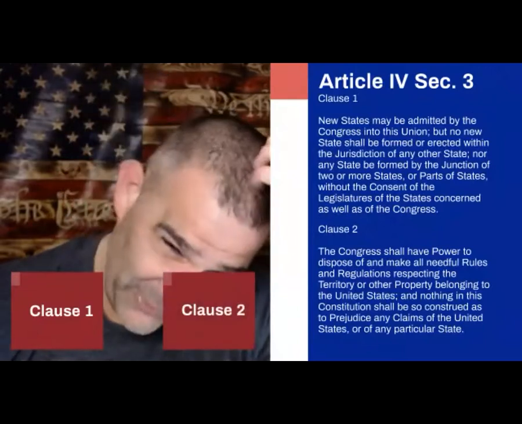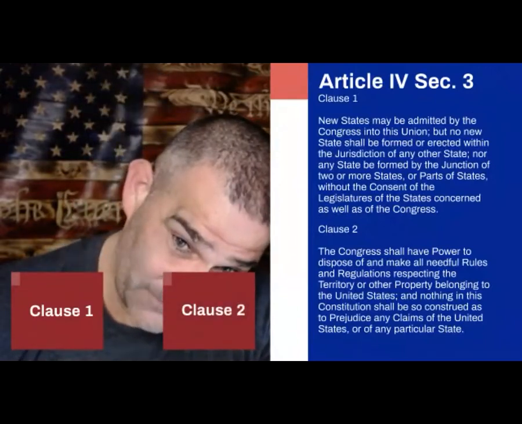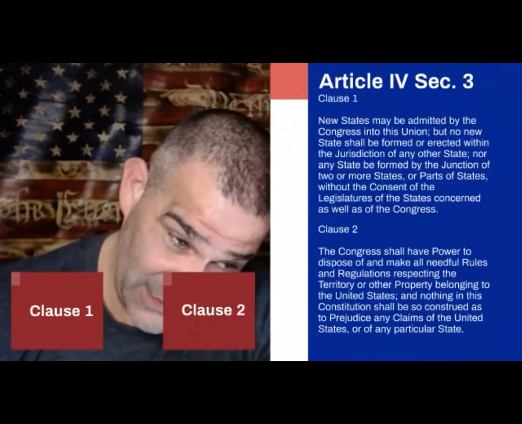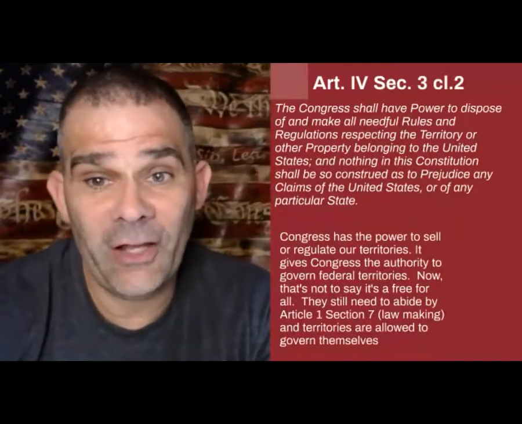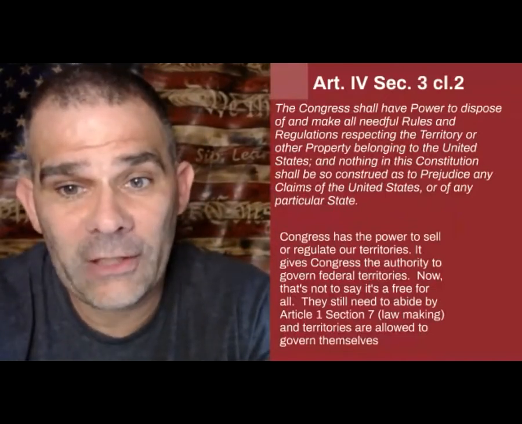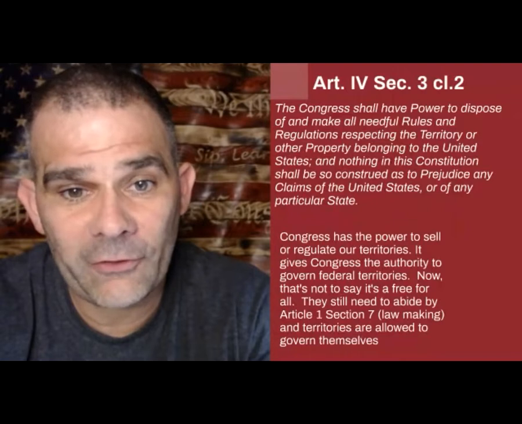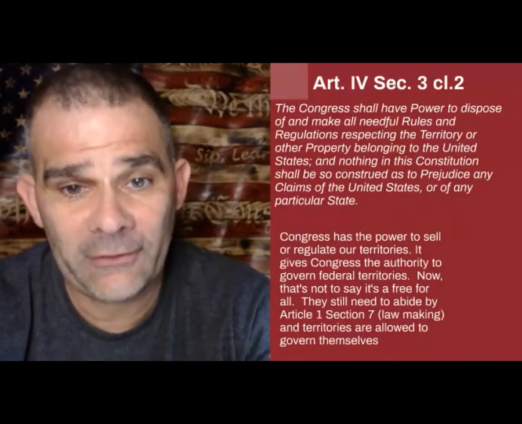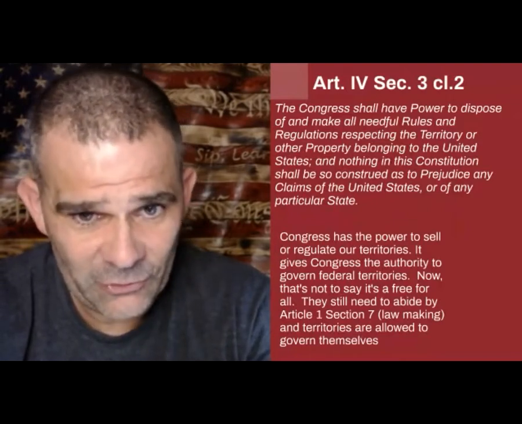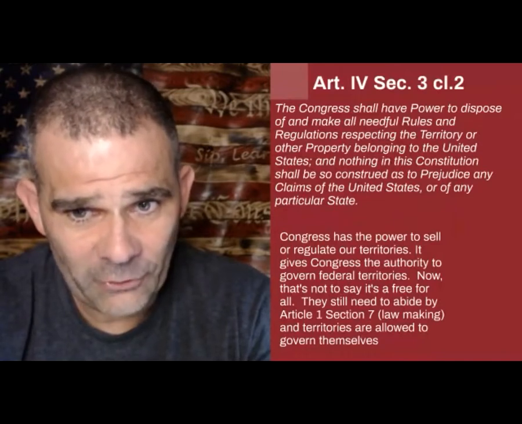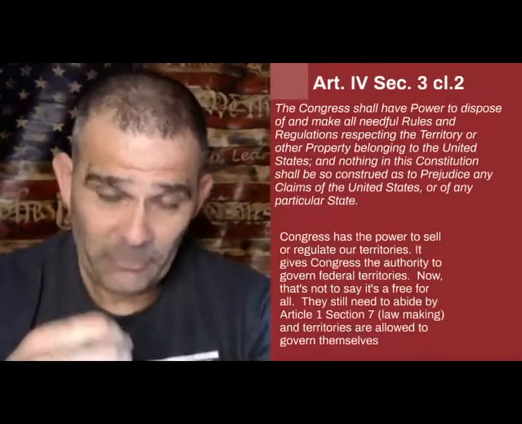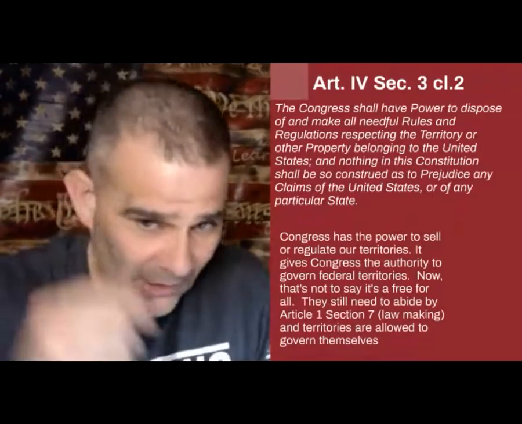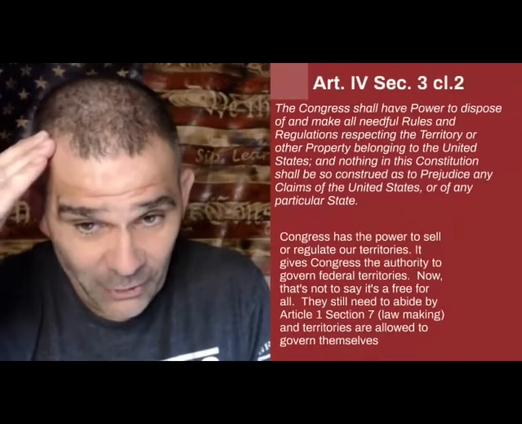Clause 2. Now, there's a lot to this clause. I'm going to go over it generally, but man, we could read for weeks on this. All right, this is the territories. Congress shall have power to dispose of and make all needful rules and regulations respecting the territory or other property belonging to the United States, and nothing in this Constitution shall be so construed as to prejudice any claims of the United States or any particular state. So basically, Congress has the power to sell or regulate our territories or property that it owns.